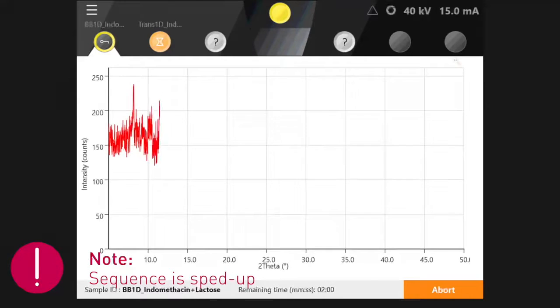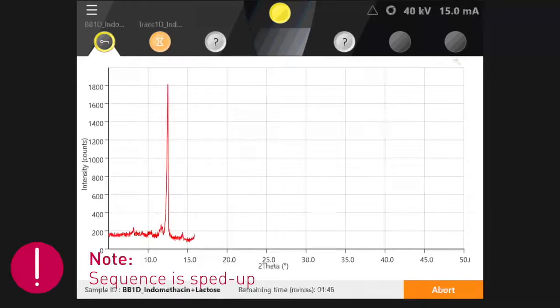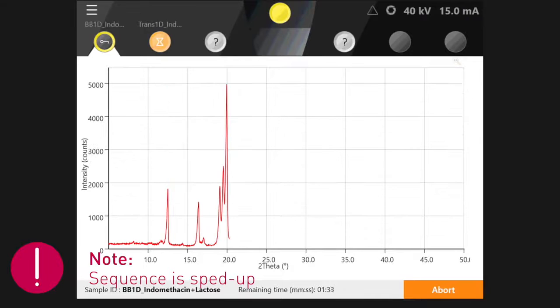After the two measurements are done, we're going to compare the raw data again to show the benefit of the transmission application for lowly absorbing samples. And here you can already see how the raw data is built up. You see quite good peak intensities.